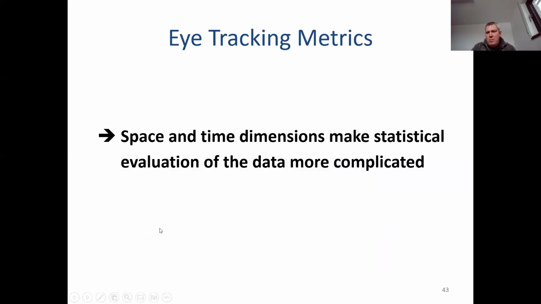So what is the problem here? The problem is that we have to deal with so-called eye tracking metrics. And space and time dimensions are the major eye tracking metrics that we have to deal with.